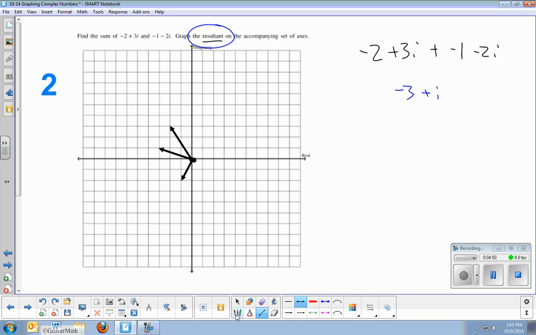And I don't want to get into a whole lecture here on vectors and resultants and stuff like that. Right now, at this stage, you need to know how to add them together. You need to know how to graph them.